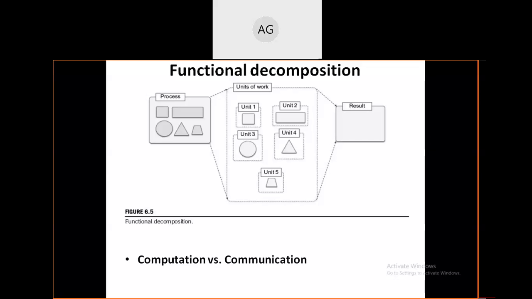Suppose you are using the inherently sequential as well as the embarrassing method, then only it will compare up to the last unit of work, then finally it will combine all the units of work, and then it will be sent to the result. Okay.